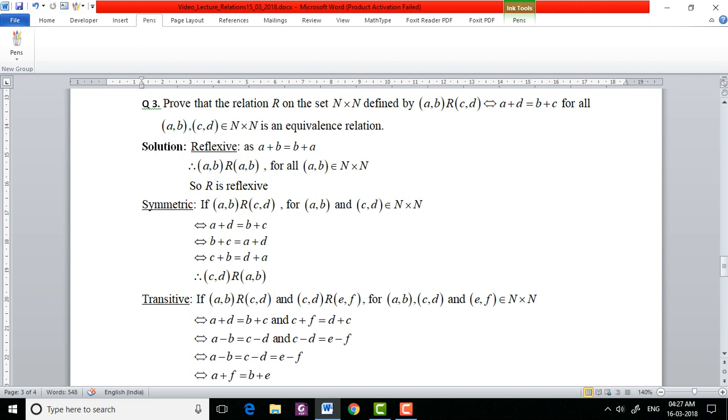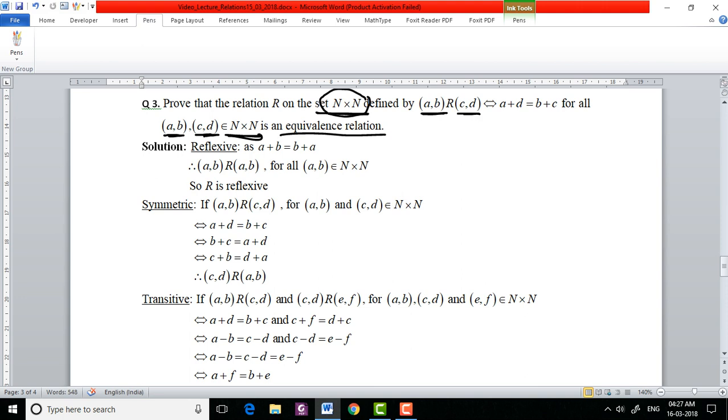Prove that the relation R on N cross N, where N cross N is the Cartesian product of the set of natural numbers with itself, defined by a comma b related to c comma d by a plus d equals b plus c. Now the definition says that we need to add the element a with d, and this must be equal to b plus c for all a comma b and c comma d belonging to the Cartesian product N cross N. Now we need to prove that this relation is an equivalence relation.